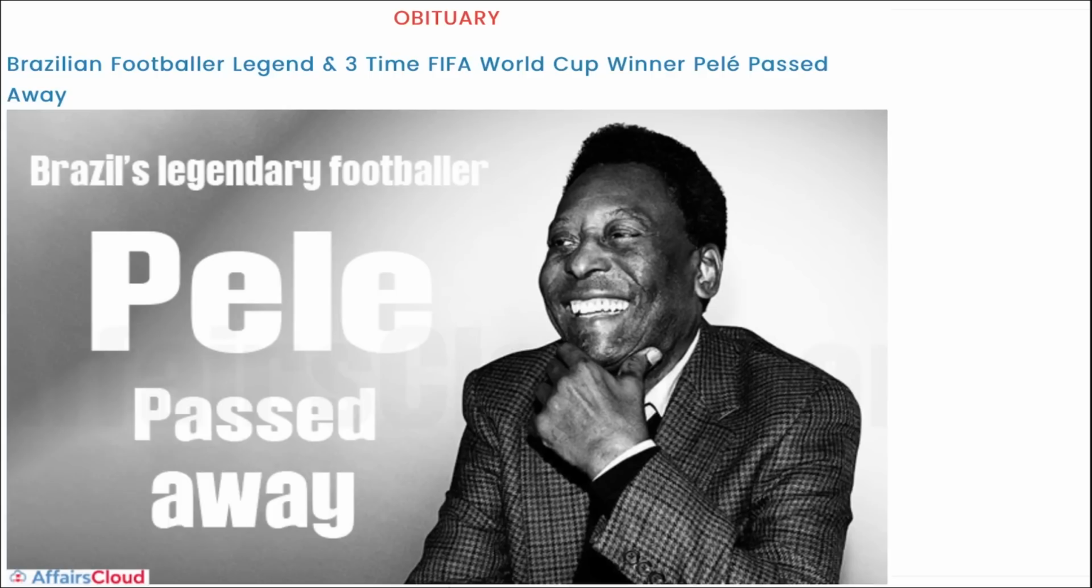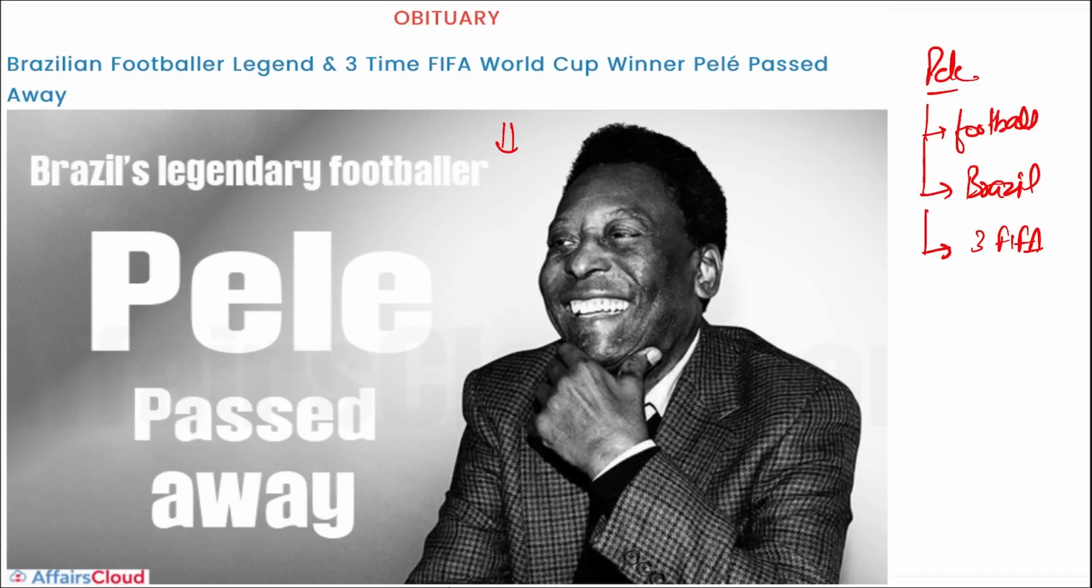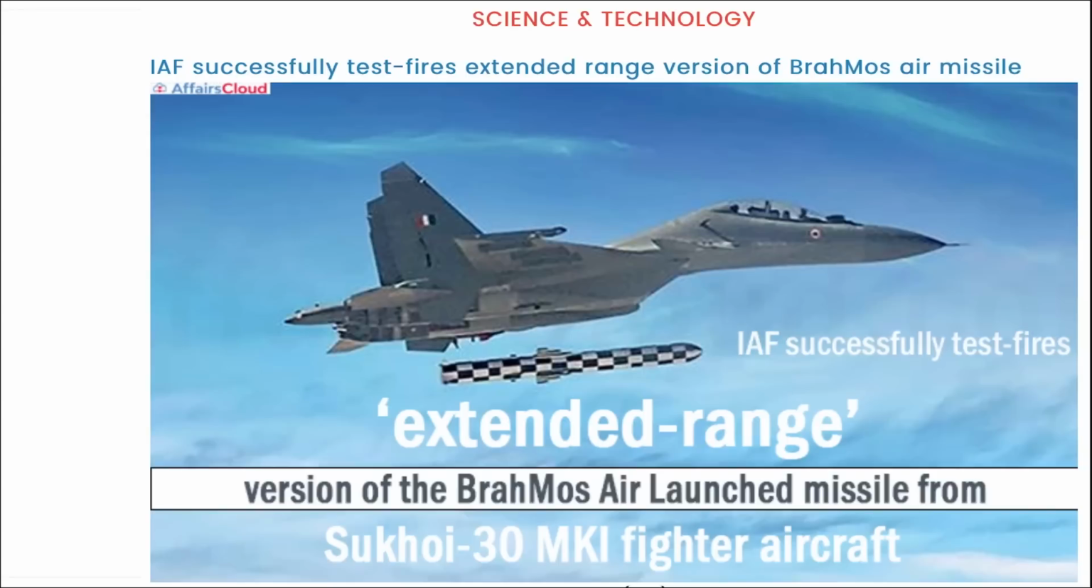Next is a very famous Brazilian football legend. Pele has recently passed away. Question can be asked, Pele is related to which sport? He is related to football. He was from which country? He was from Brazil. How many times did he win the FIFA World Cup? He won the FIFA World Cup 3 times. Alright. And you can see him in the picture. He recently passed away. He was also known by the name the King of Football.